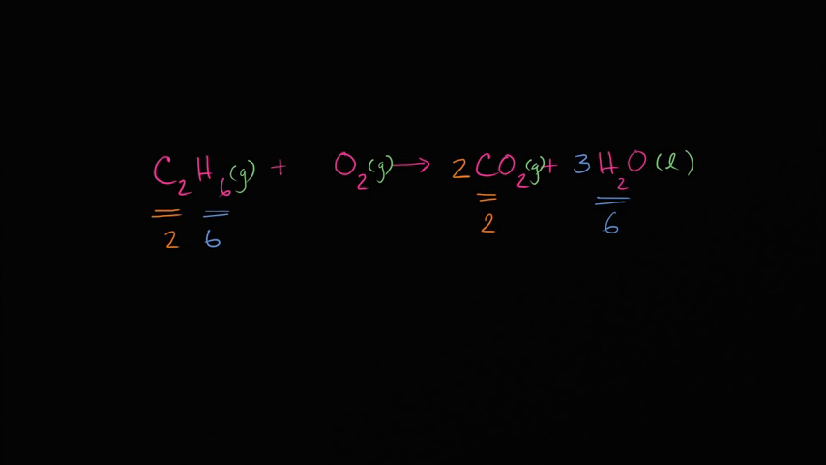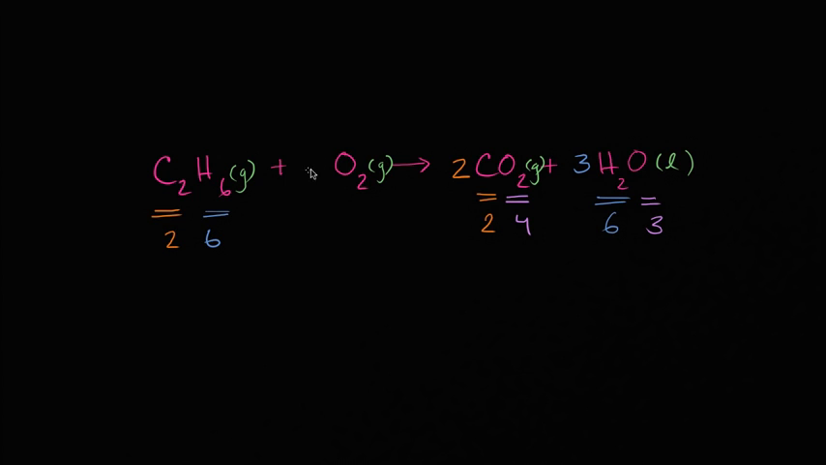So right now, I'll do this in a mauve color. Right now on the left-hand side, I have 2 oxygens. But on the right-hand side, what do I have? Let's see, I have 2 times 2. So this right over here is 4 oxygens. And then I have 3 water molecules. Each of them has 1 oxygen atom. So 3 times 1, so this is going to be 3 right over here. So on the entire right-hand side, I have 7 oxygen atoms. And on the left-hand side, I only have 2.